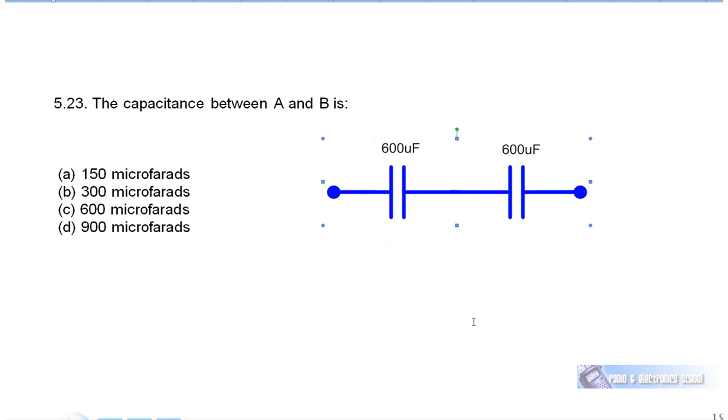Getting a little repetitious, isn't it? The capacitance between A and B, excuse me, we have 2 600 microfarad capacitors, so the value of one is 600. The number we have is 2, and that gives us 300 microfarads. So the correct answer is B.